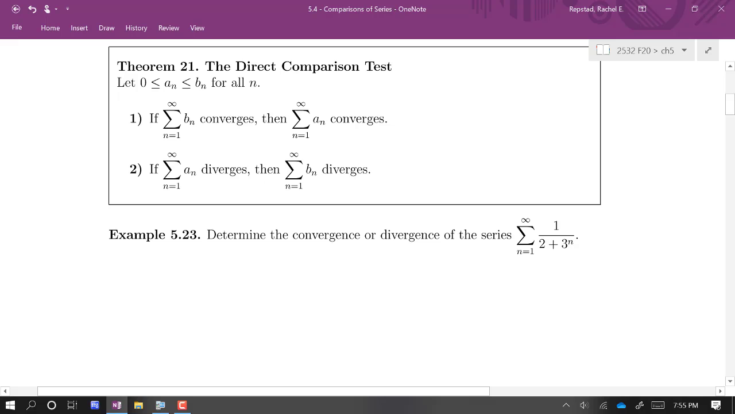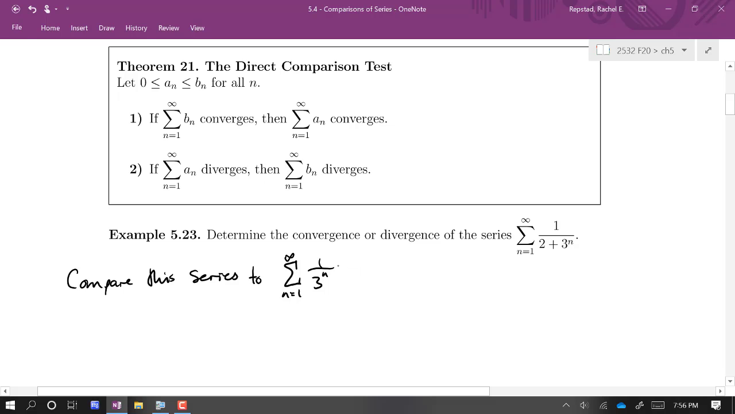So in this first example, our series is defined by the terms 1 over 2 plus 3 to the n. So I want to pick a series. It's up to me to pick a series to compare it to. So I'm going to compare this series to this series where n starts from 1, goes to infinity, just 1 over 3 to the n. Really similar, right? All I'm doing is ignoring that term of 2 in the denominator.